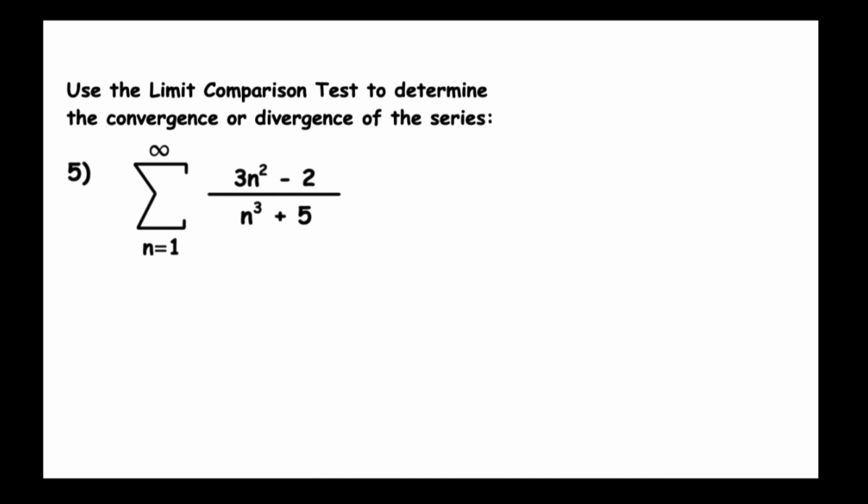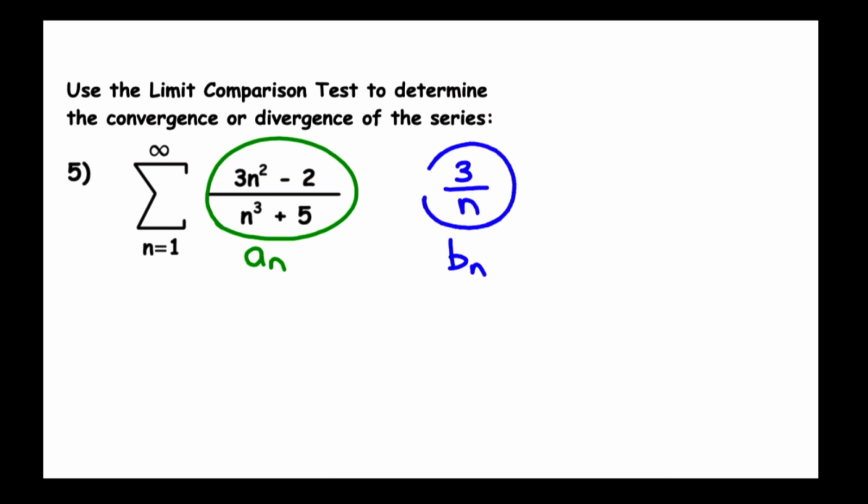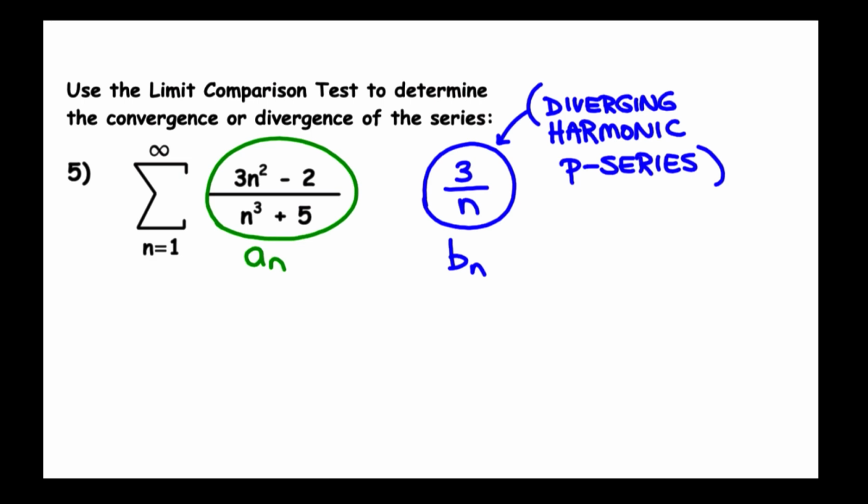So at first I would probably think, okay, let's make a direct comparison. So I'll call this a sub n like I did yesterday and like you did on your previous homework. And for b sub n, I think a wise, logical choice would be either 1 over n or maybe 3 over n. I'll use 3 over n. And 3 over n, if you were to put a sigma in front of it, diverges. In fact, it's a diverging harmonic p-series. Really, the harmonic p-series is 1 over n, but if you multiply something by 3, that's not going to change whether it converges or diverges.